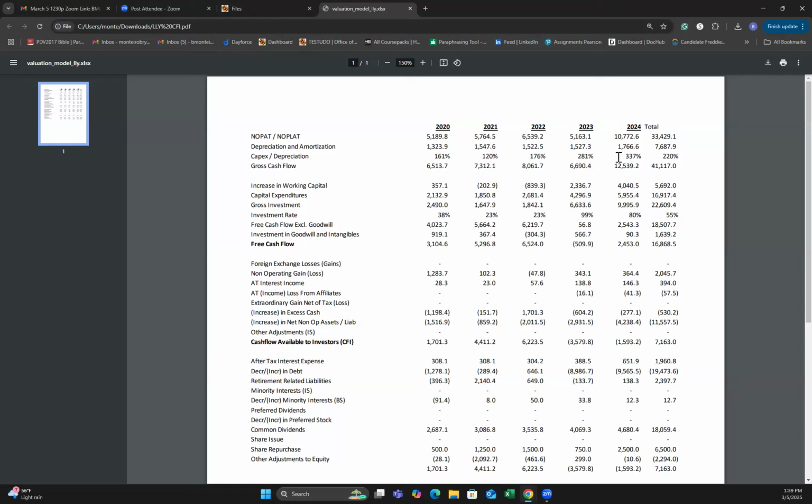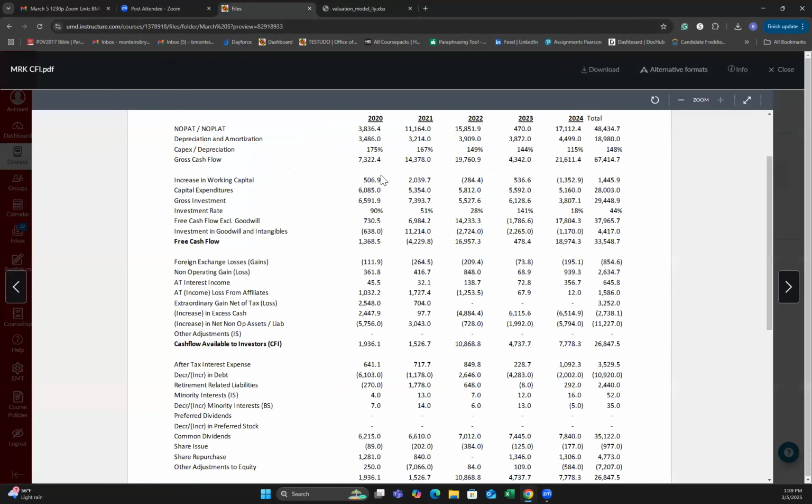Which shows that they are probably in an expansion part of their life cycle, where Merck is more in a maturity stage of their life, as we can see here. The capex over depreciation actually went down over the course of the last 4 years, 175% in 2020 to 144% in 2023.